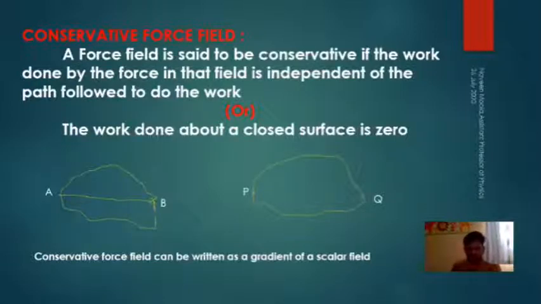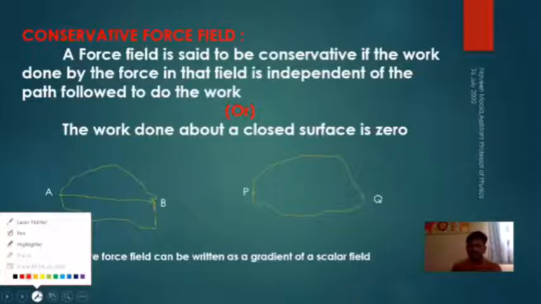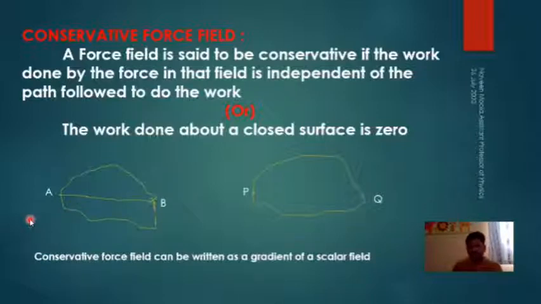A force field is said to be conservative if the work done by the force in the field is independent of the path followed to do the work. Or in other words, we can say the work done about a closed surface is zero. If the work done by a force field about a closed surface is zero, then also we call it a conservative force field.